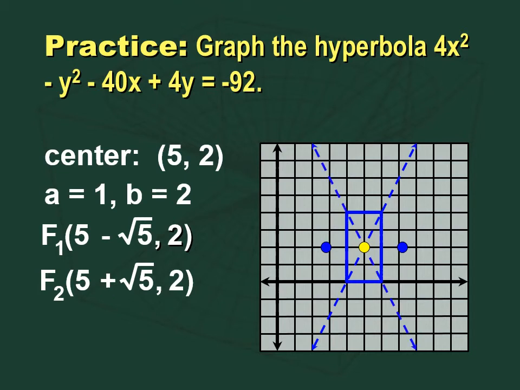I could use the equations of the lines that I had figured out, but I also know that if I have a fundamental rectangle, I can just draw my asymptotes going through the diagonals of that fundamental rectangle. All right, and then using those asymptotes and the fundamental rectangle, I will sketch my graph.